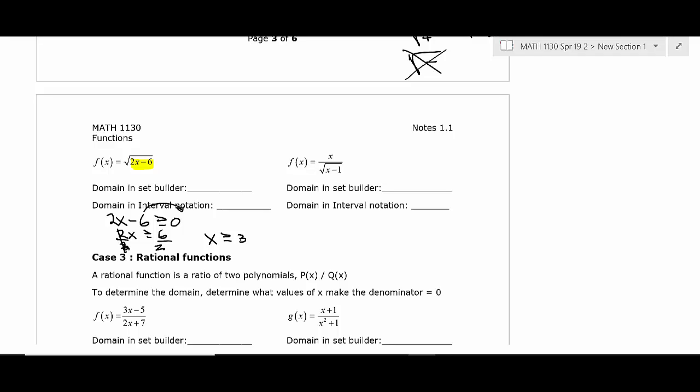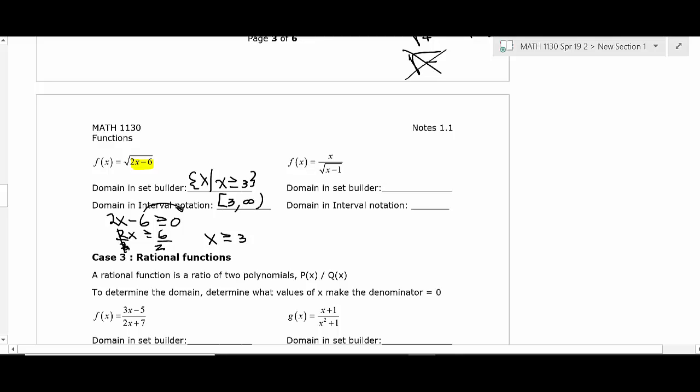Okay, so the way you would write this is like this. You would say set of all x such that x is greater than or equal to 3. Interval notation, this is stuff that you need to know from your background. You have a bracket, 3, comma, infinity like that.